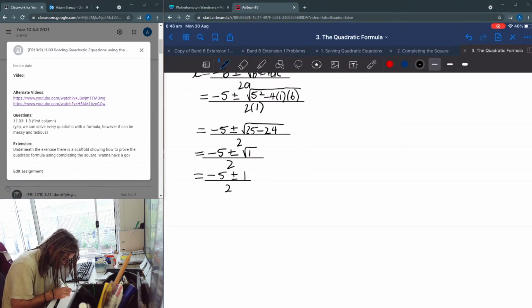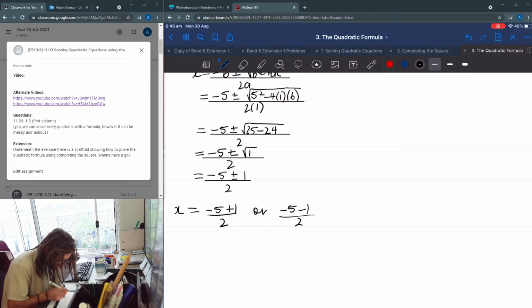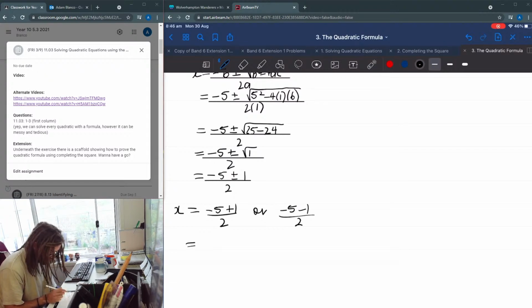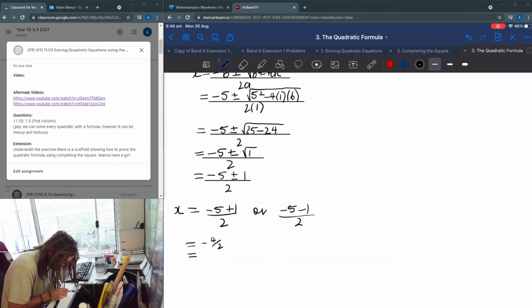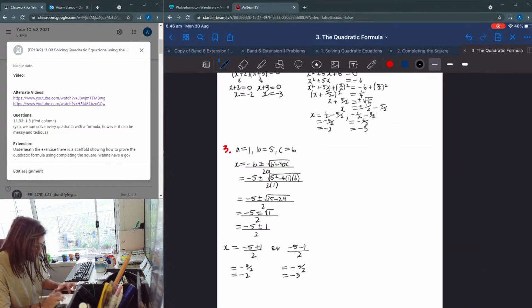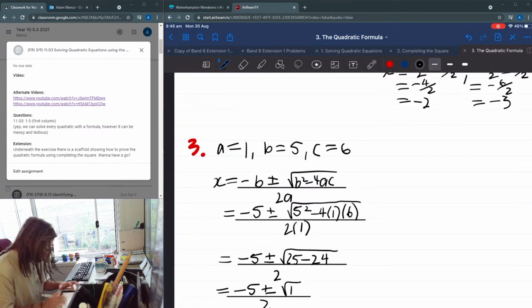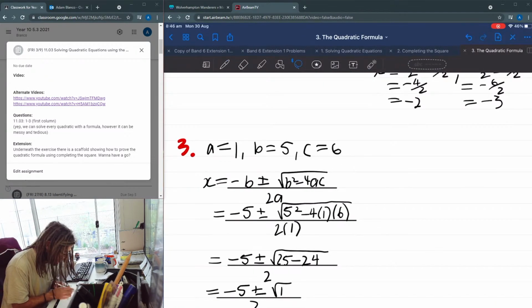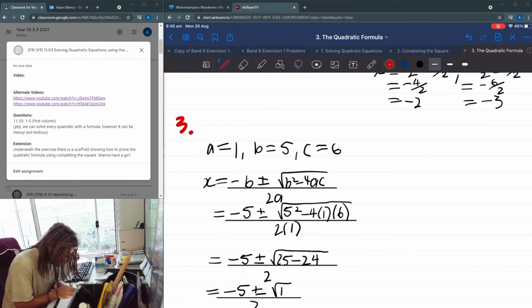So that means x is equal to minus 5 plus 1 on 2, or minus 5 minus 1 on 2. Minus 5 plus 1 is minus 4. Minus 4 on 2 is equal to minus 2. This one, minus 5 minus 1 is minus 6 on 2, which is also minus 3. So I've gotten the same thing 3 times using my 3 different methods, and you can decide which one is the most efficient.